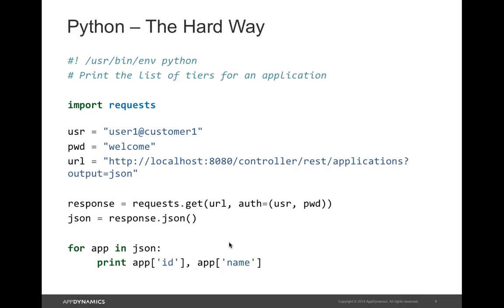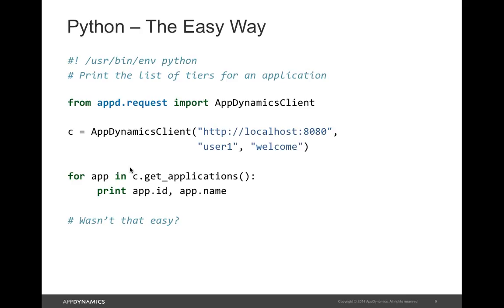Okay. Now, why do I say that's the hard way? Well, because AppDynamics has a Python SDK that I built, a software development kit for our REST API that hides most of the complexity for you in terms of having to build these URLs and parse responses and things like that. So if you're using the SDK, it becomes really easy. You can see how much simpler the script is and how much easier to read.